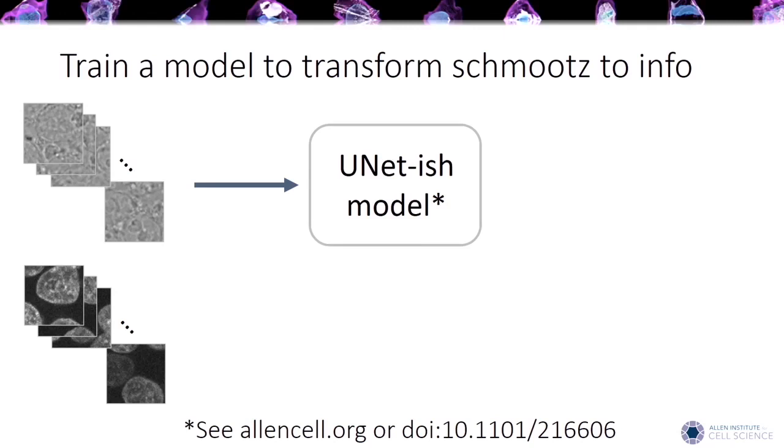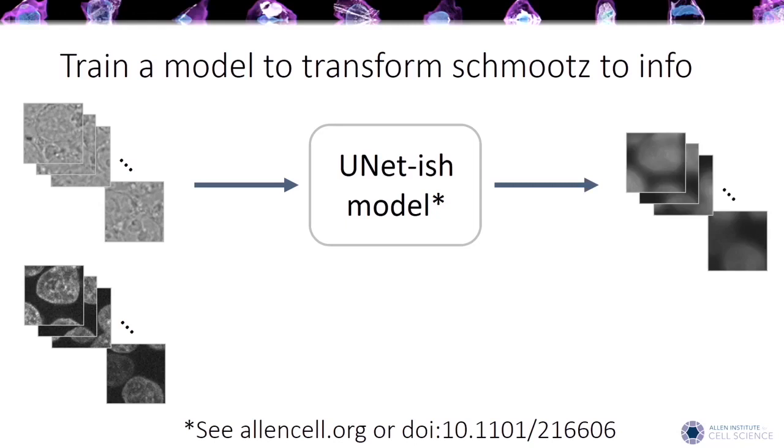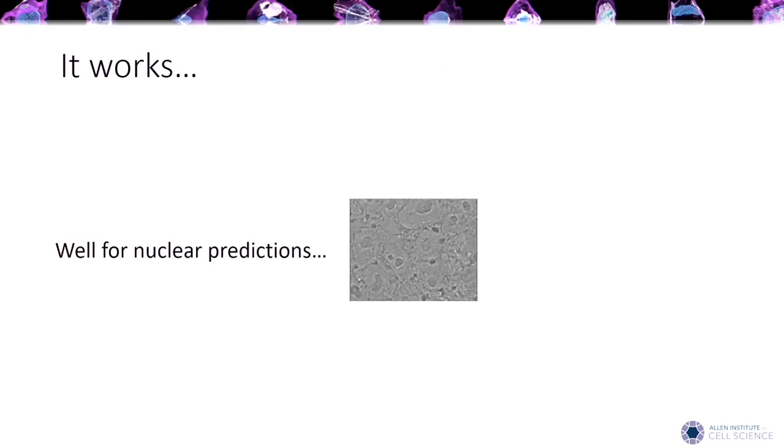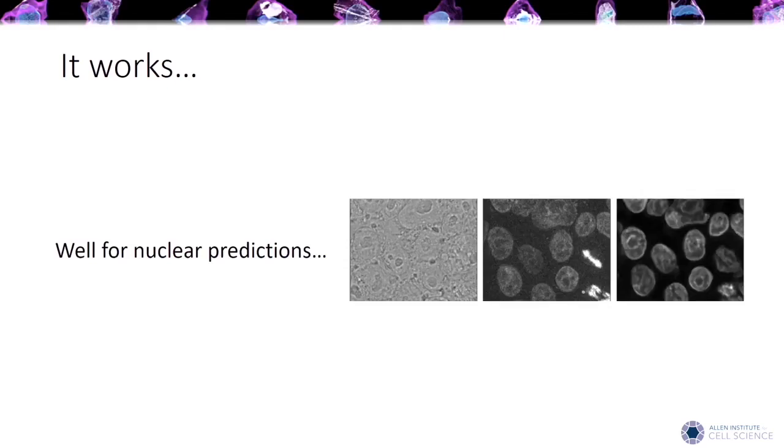But briefly, it's just a way of encoding a lot of information that we think is present in an image. And that'll output some kind of image that starts out to be not very good. But because it's a model, you can give it an error function, and it can compare the dye images to the model output images and slowly get better over time. How much better does it get? Well, it works pretty well for nuclear predictions. If this is the bright field image, and this is the dye image, this is the predicted model output image.